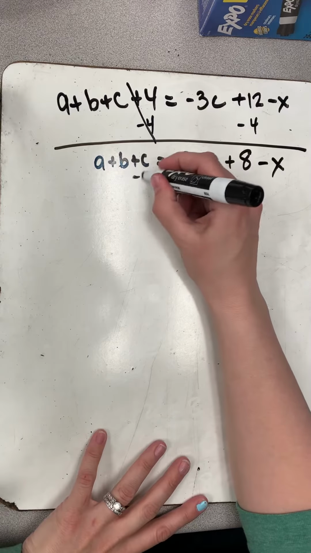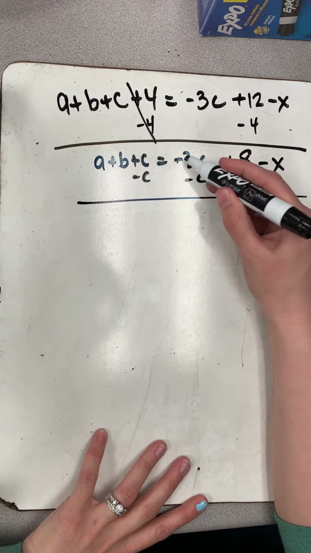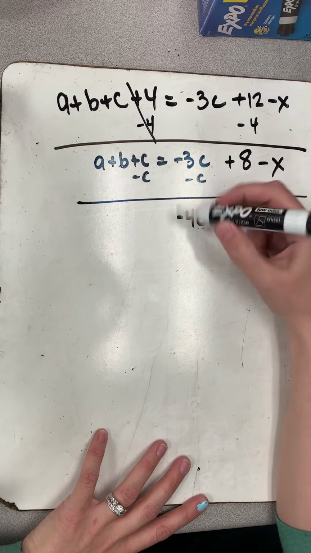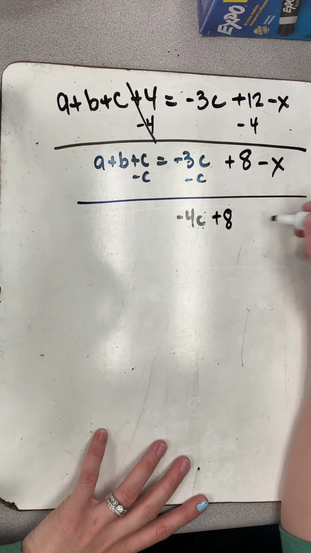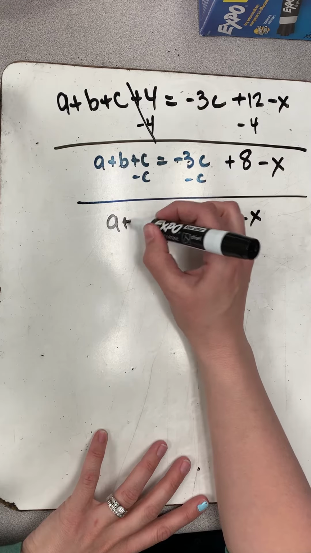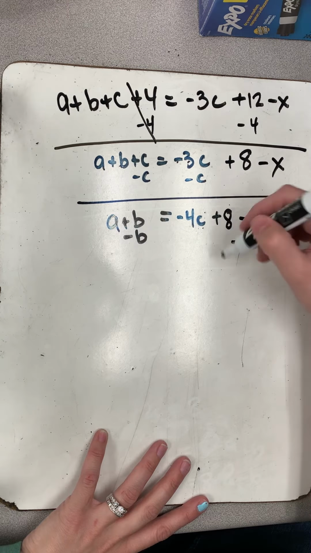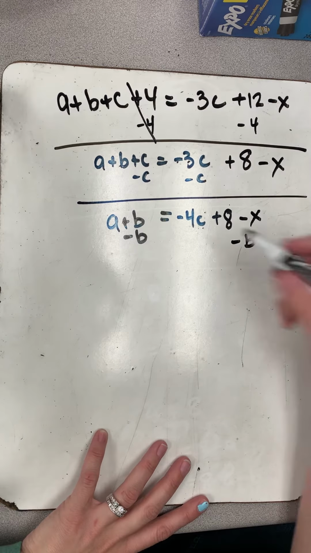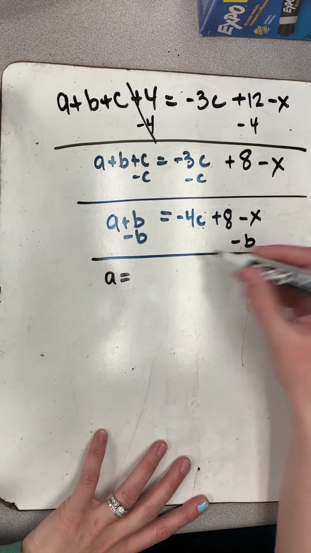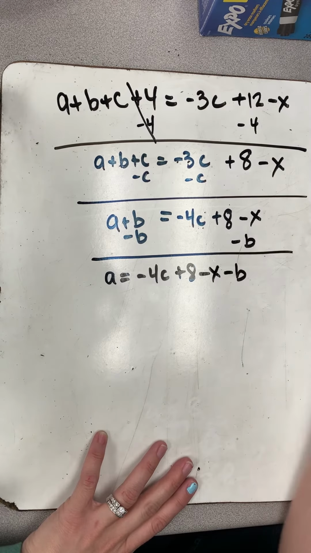So then I can minus C over here. So minus C. Well, I already have a negative 3, and when I'm putting more negatives in there, it's going to be a bigger negative. So now I have a negative 4C plus 8 minus X on that side is still equal to A plus B. So now I want to minus B. So over here I minus B. I don't have anything that it will connect to, but I can't just forget about it. So I am going to put it at the end. So minus 4C plus 8 minus X minus B.